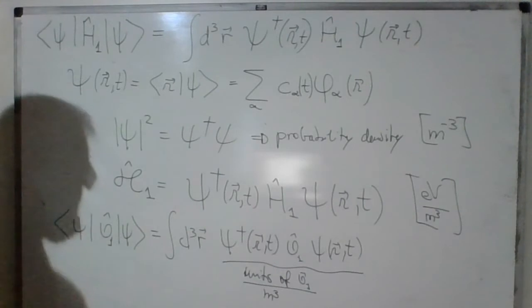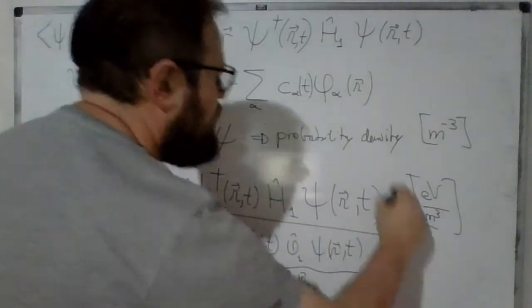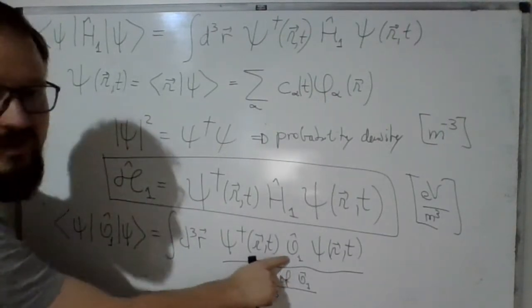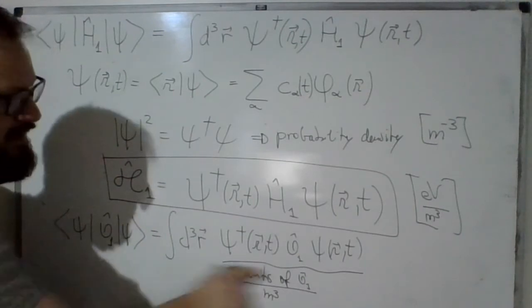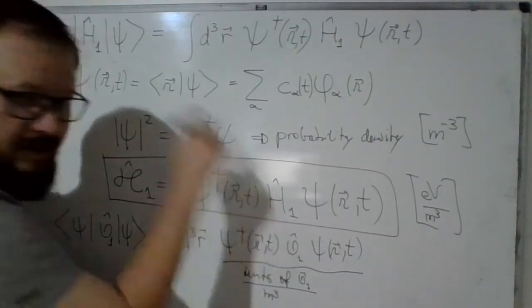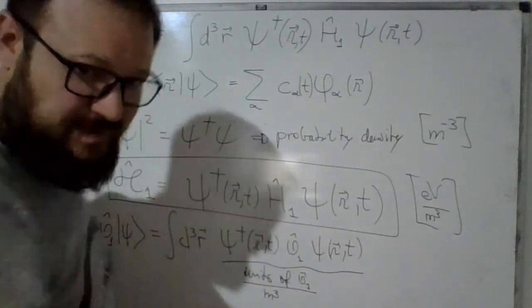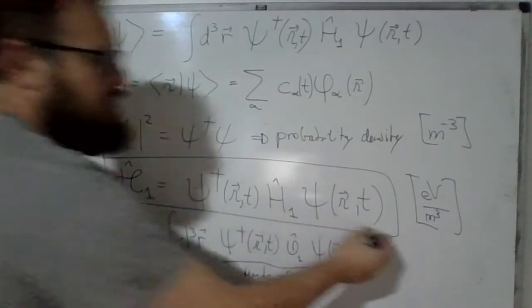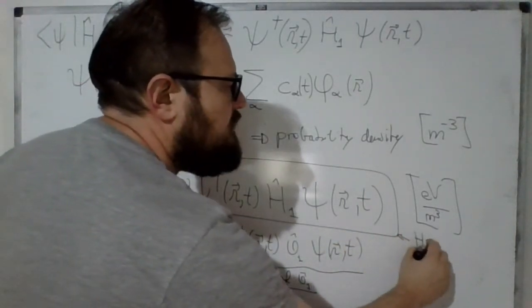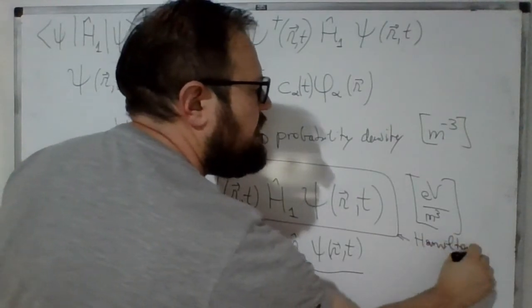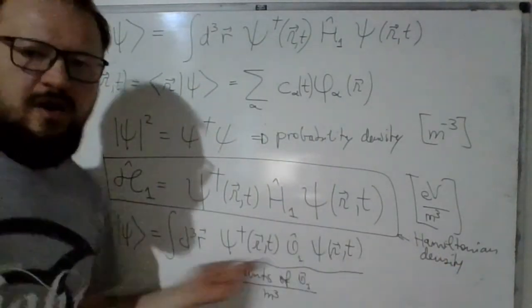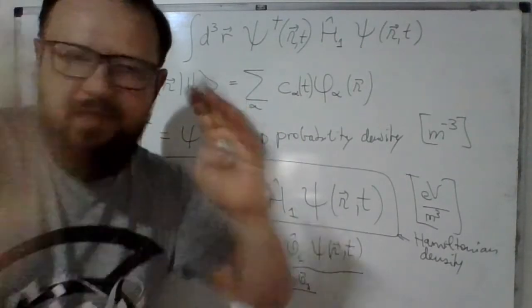But in this case, we are interested in the Hamiltonian because it's usually the most important. But it could be electric current here. It could be charge here. It could be angular momentum. It could be spin, magnetic momentum, whatever, okay? And this thing here is called the Hamiltonian density in this case. Okay, so this is a Hamiltonian density. And this object here would be the operator density.